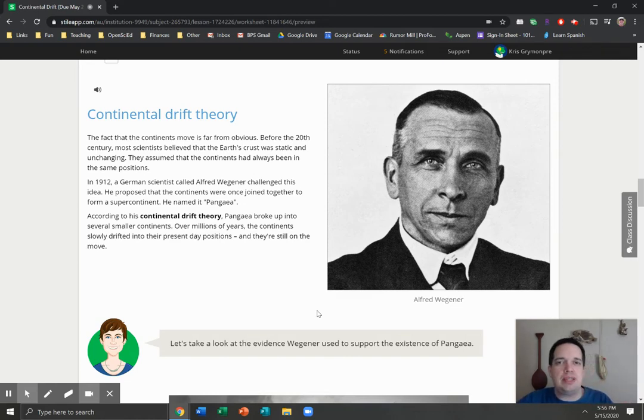And so he came up with this idea that the continents move. But nobody believed him. Well, some people did, but a lot of people said, you don't have enough evidence. But over time, the evidence has come through, and it's proven that he was right about this. You're going to find some of that evidence later on, and we'll talk about even more evidence next week.